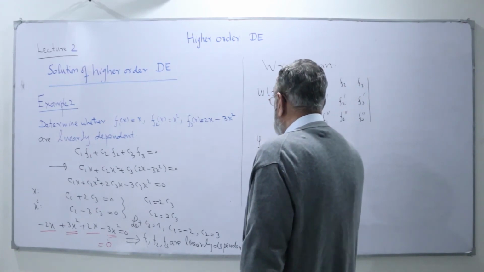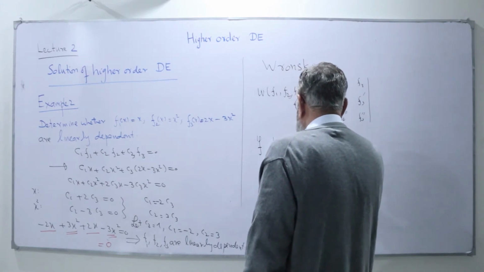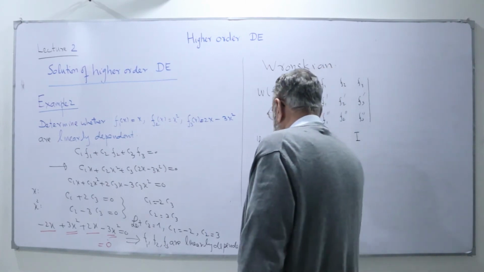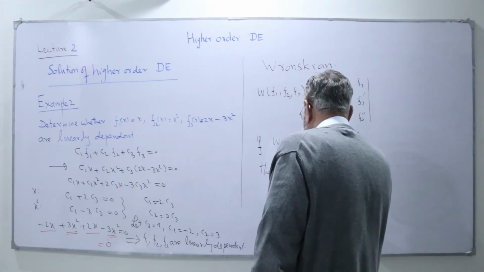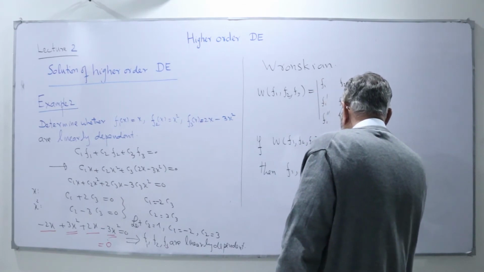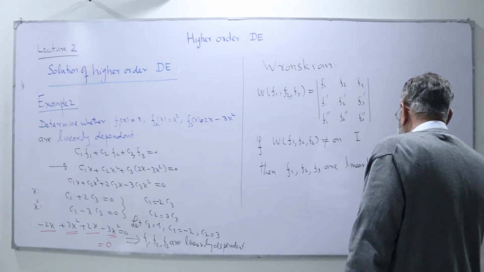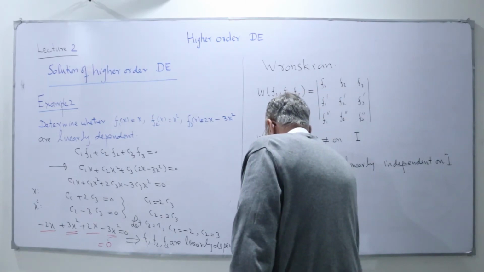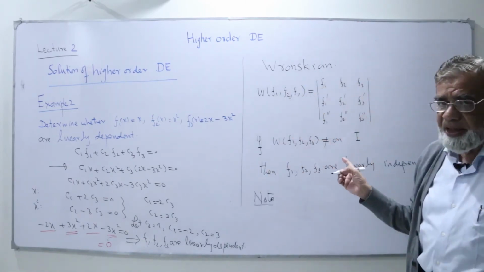If the Wronskian of the functions f1, f2, f3 is not equal to 0 on I, then we say these functions f1, f2, f3 are linearly independent on I. We take this as a note: this is only for linearly independent. It's not for linearly dependent.